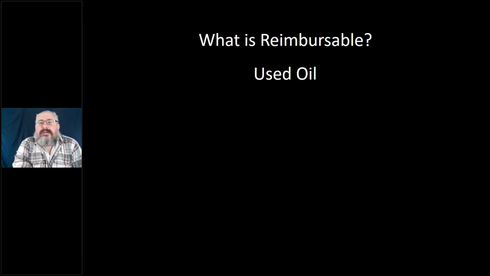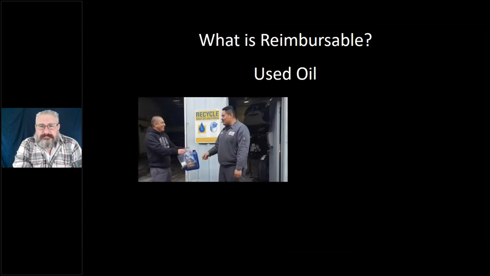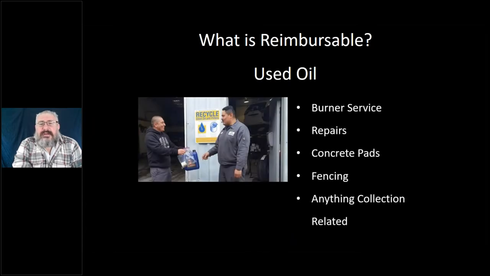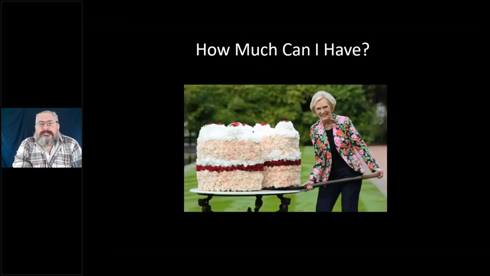So what is reimbursable under used oil? Used oil, it could be anything from servicing a burner to replacing a used oil burner, repairs, impervious surfaces, fencing and security, anything that's related directly to your collection. So that could be, let's see, what's one of the rarer ones? Spill kits, no smoking signs, signage, stuff like that, all reimbursable.